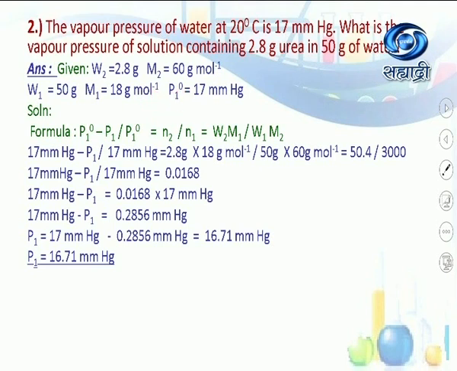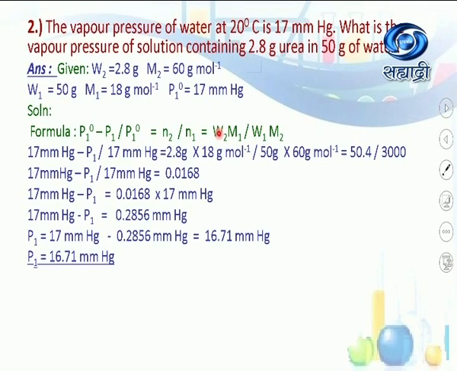And what else is given? The vapor pressure of water, 17 mmHg. Water is the solvent, so the vapor pressure of the pure solvent, P1 naught, is given. So P1 naught is equal to 17 mmHg. So which formula do you have to use? P1 naught minus P1 upon P1 naught is equal to N2 upon N1. N2, the number of moles of solute, is W2 upon M2. And N1 is W1 upon M1. So we can write W2 M1 divided by W1 M2.